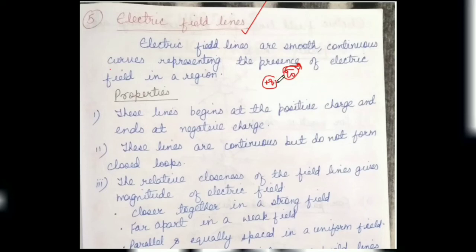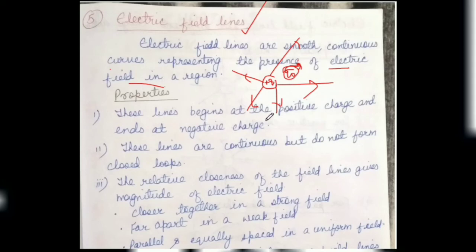And due to this positive charge, you find that the charge moves in this direction like this way. This is the direction of electric field lines due to this positive charge, right? So you can define electric field lines in this way. These are imaginary lines, smooth continuous curves, and they represent the presence of electric field in a region. Whatever the direction in which this test charge is moving, that gives the direction of electric field at that point, right? So these are just imaginary concepts, not real concepts.